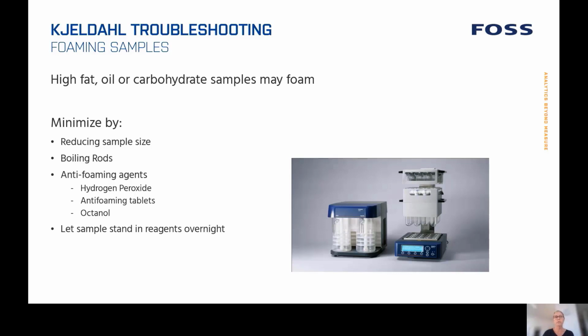If we have issues with foaming samples, that can be minimized by different actions here, but the reason could be that you have a high fat, high oil, or high carbohydrate content in the sample. But you can minimize this by reducing the sample size, for example. You can also use boiling rods, or you can use an anti-foaming agent. And here we have listed hydrogen peroxide, anti-foaming tablets, or you can use octanol. You can also let the sample stand in the reagents overnight.